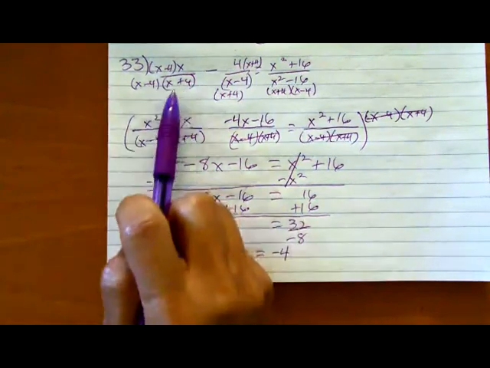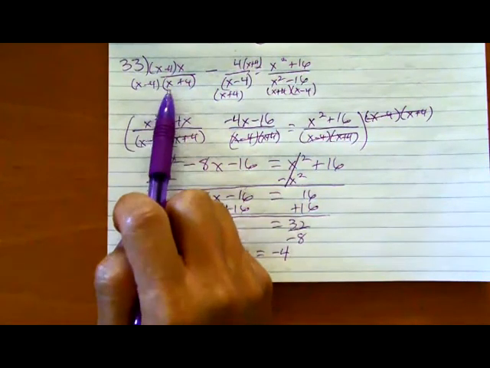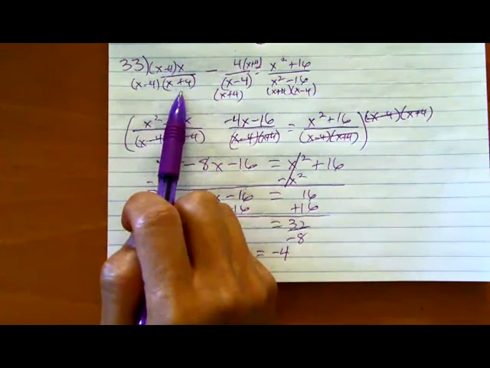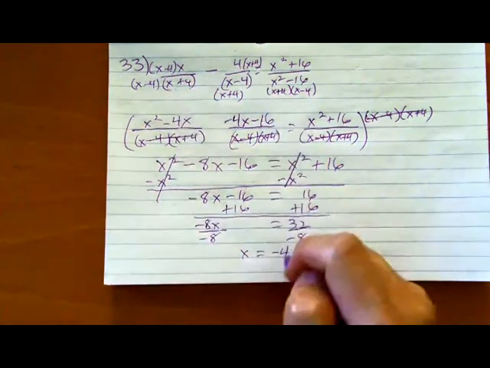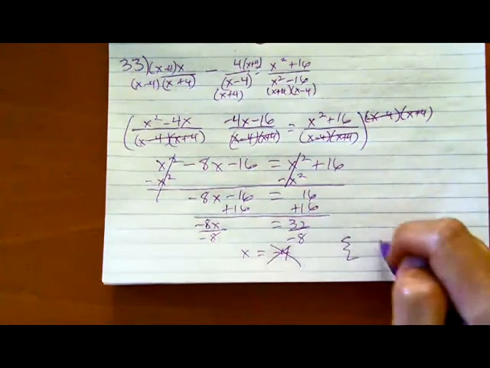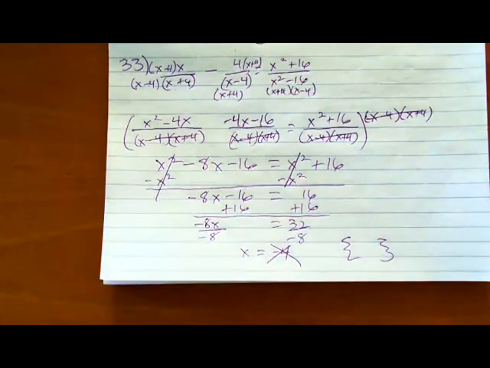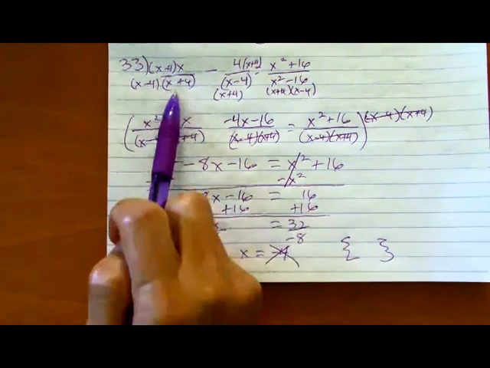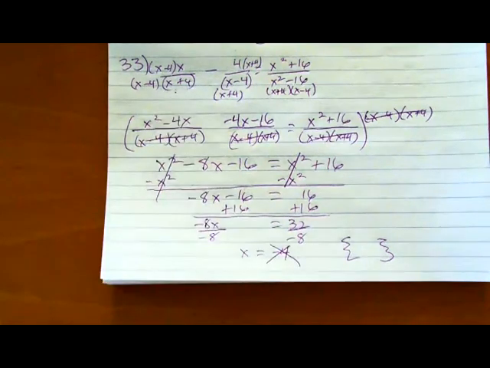But if we place it here for x, we're going to get a 0 denominator. So it's not a solution. This is an empty set. Yeah, we found an answer. It doesn't work because of the 0 denominator. Negative 4 plus 4, 0.